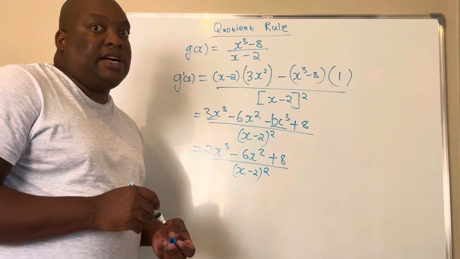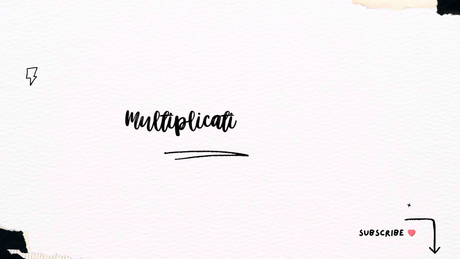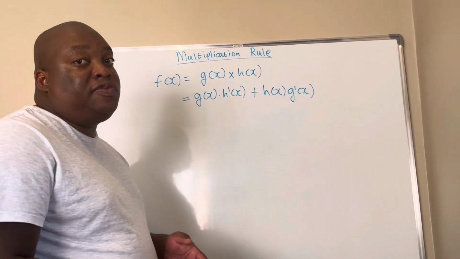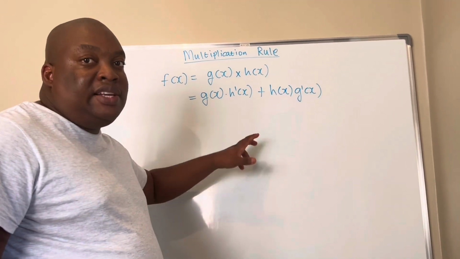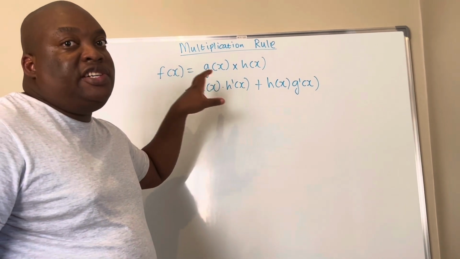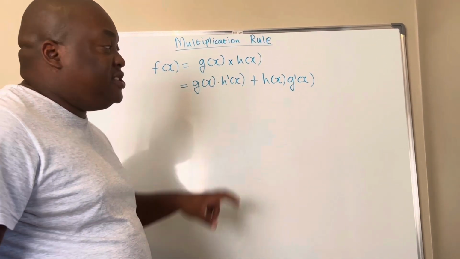That's the answer to finding the derivative of two functions that are multiplied together using the multiplication rule of derivatives.